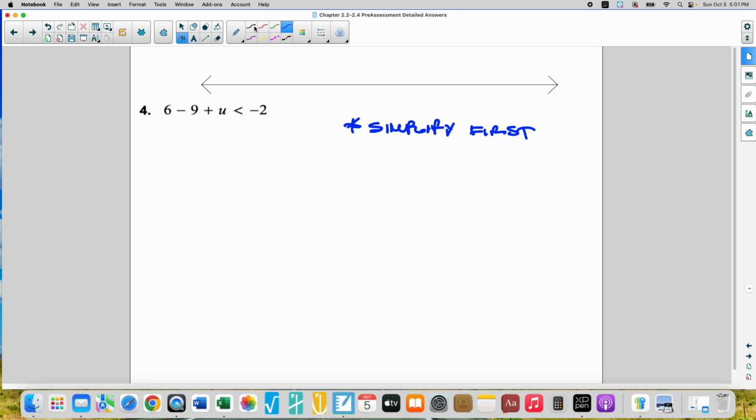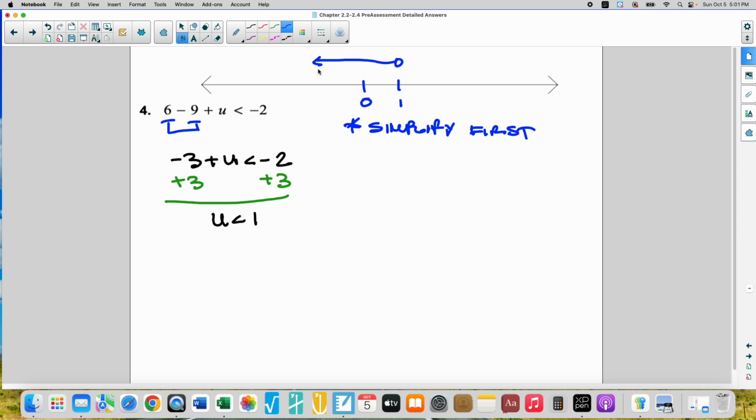Before isolating, we want to simplify. We have these like terms here on the same side. So 6 and -9 is -3 plus u is less than -2. Now we'll get rid of this -3 by adding 3, giving us u is less than 1. Let's graph it. Let's show the 0. Let's show where 1 is. Open circle, and my solutions are less than 1.